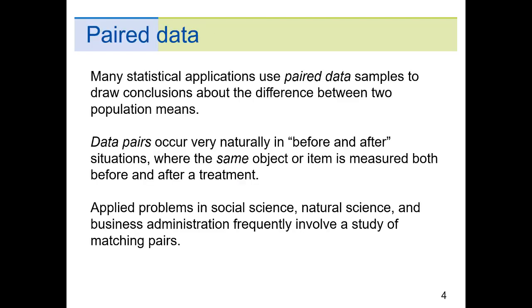First, paired data. Many statistical applications use paired data samples to draw conclusions about the difference between two population means. Data pairs occur naturally in before and after situations where the same object or item is measured both before and after a treatment. Applied problems in social science and natural science and business administration frequently involve the study of matched pairs. A business might look at store sales before and after a new advertising promotion, or before or after personnel changes.